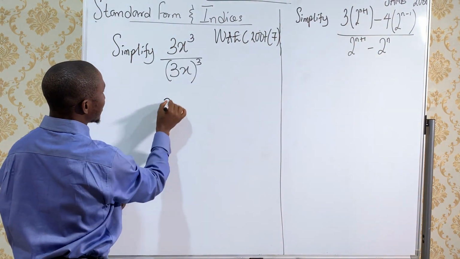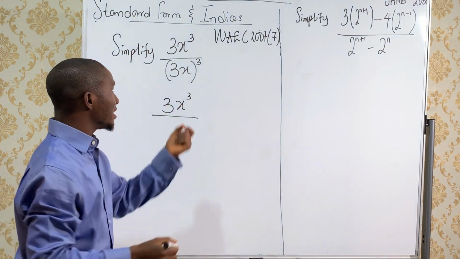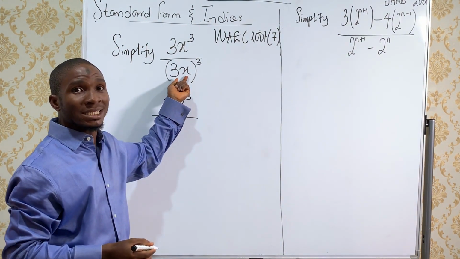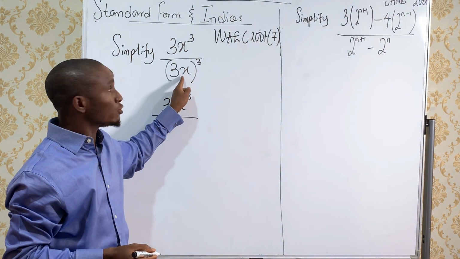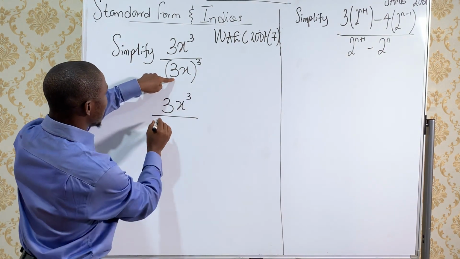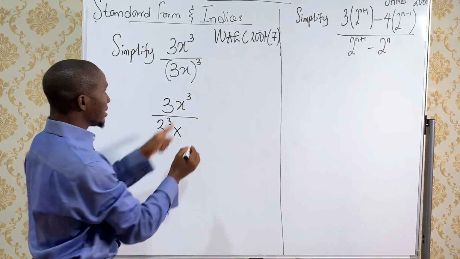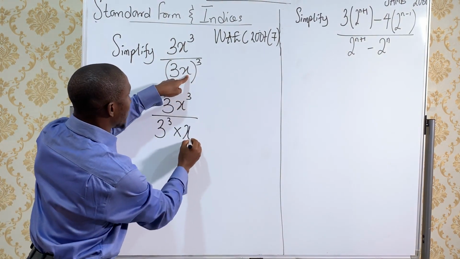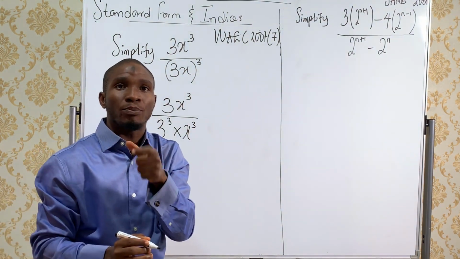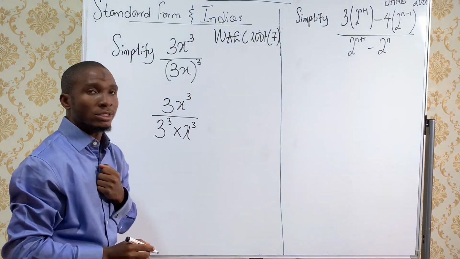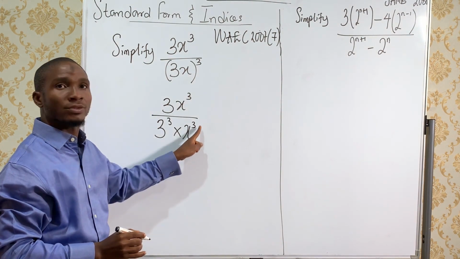You have your (3x)^3 divided by... One of the laws of indices is that anytime you have two expressions inside the bracket and you make an attempt to open the bracket, each of what you have inside the bracket will pick the power. That is, you're going to have 3 will pick its own power raised to the power of 3, times the x will also pick its own power raised to the power of what? 3. That is, each of them will pick its own power, one after the other. Then you can now continue. This is x raised to the power of 3 and another x raised to the power of 3. So they cancel out.